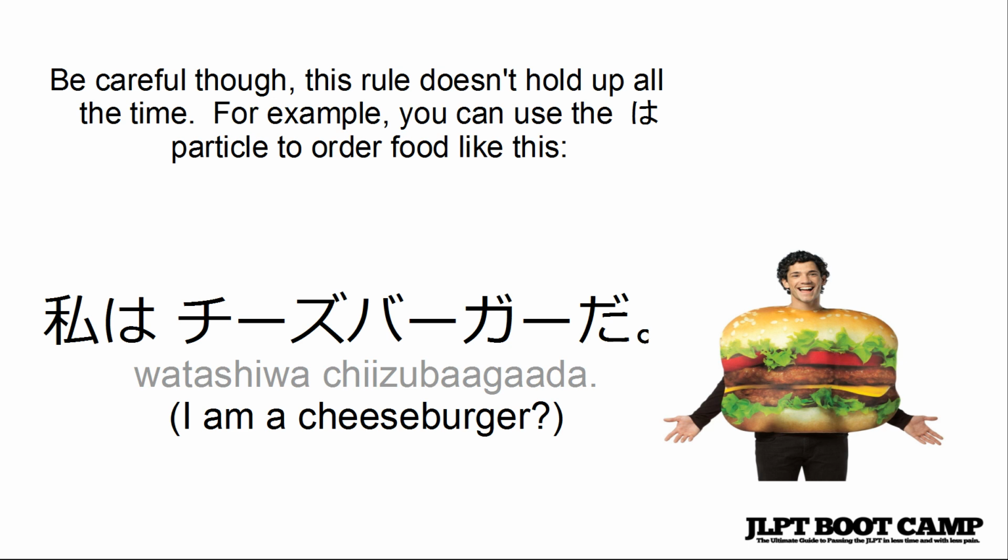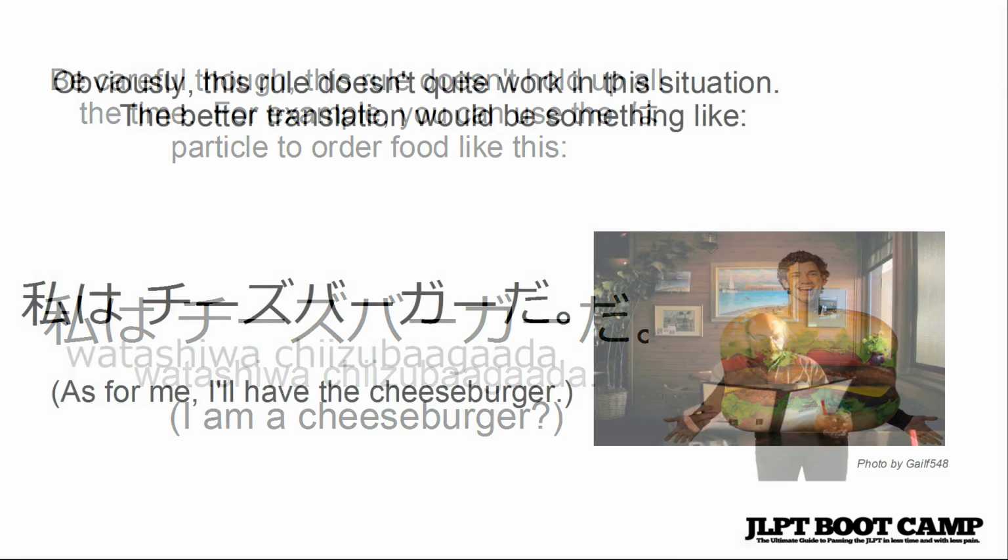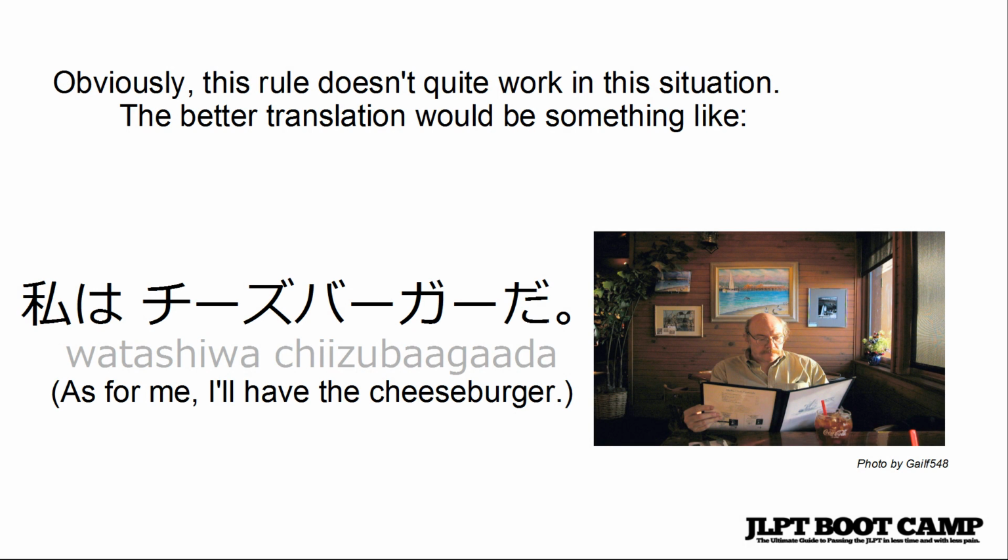There's a slightly different translation here, and this is, again, where we're using that contrasting feature of the wa particle. So the real translation would be, as for me, I'll have the cheeseburger. So contrasting myself against everyone else at the table, I'll have the cheeseburger. I don't care what you other people are having, but as for me, I'm having the cheeseburger. That's what I'm ordering. So that's the wa particle.